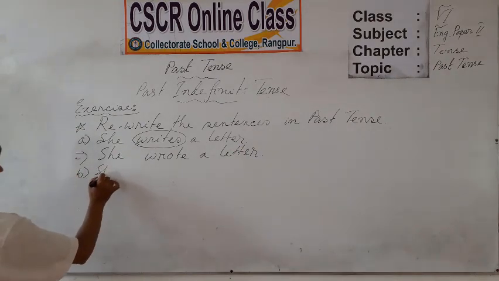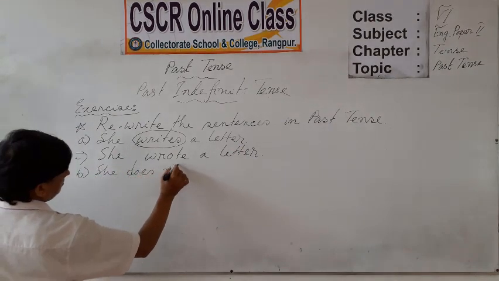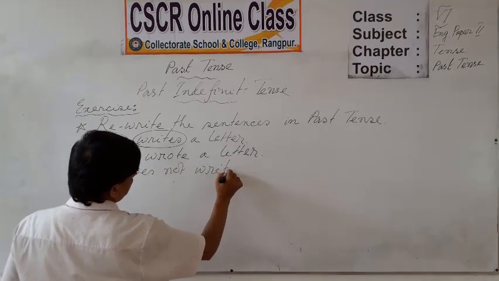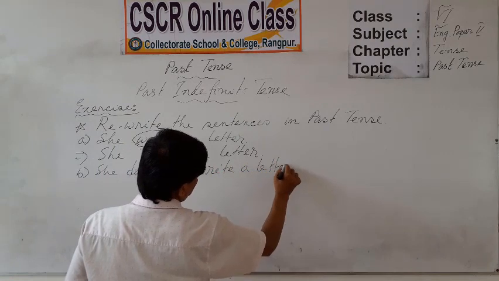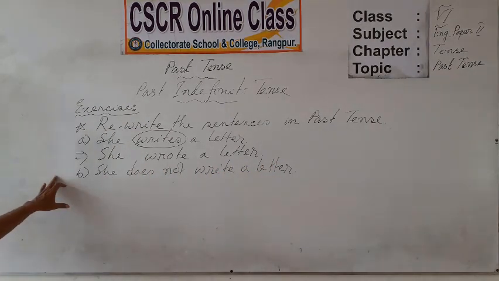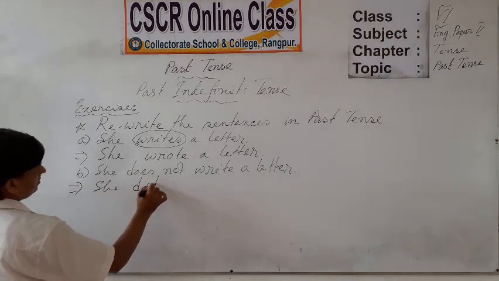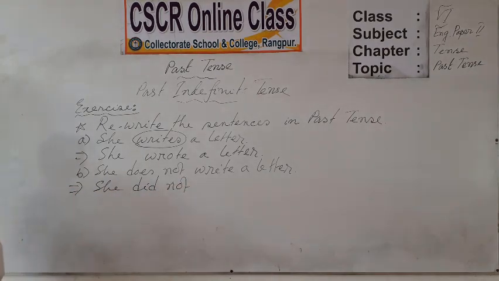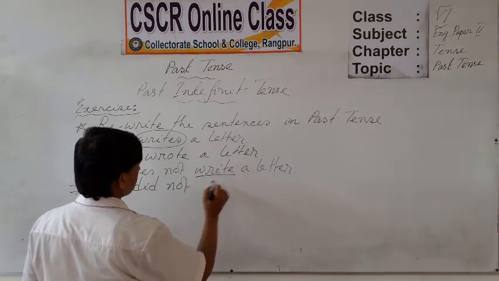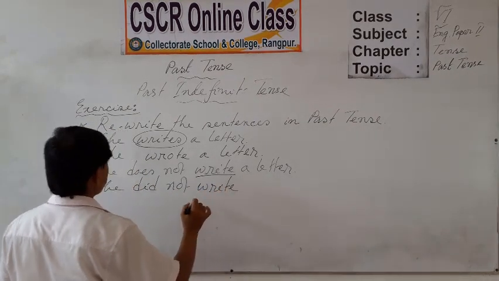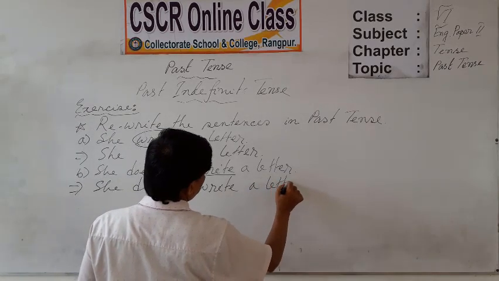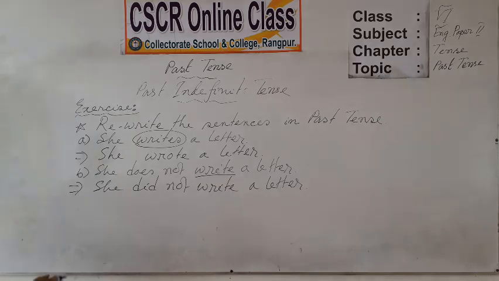Again, she does not write a letter. Yes, is this sentence assertive or interrogative? Of course, it is assertive. Affirmative or negative? Negative. That means assertive, negative. What's the structure of assertive, negative? Subject plus did not, and present form write. She did not write a letter.